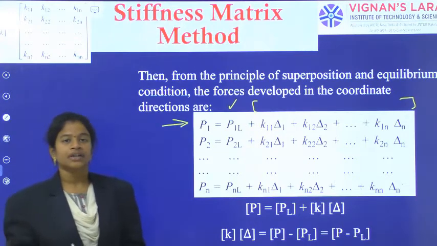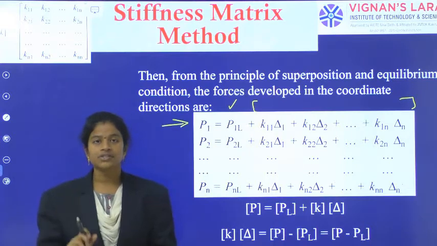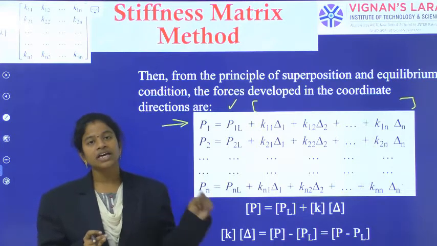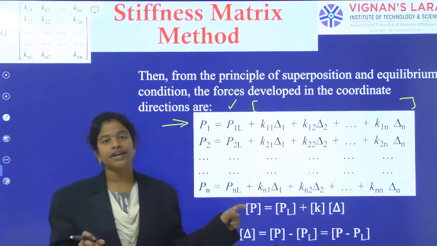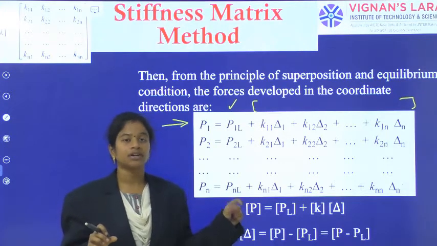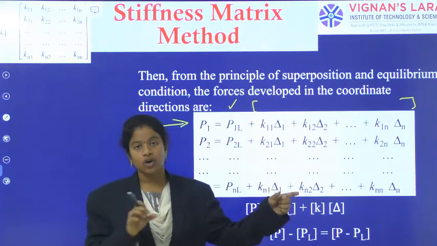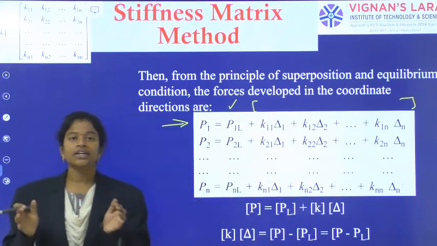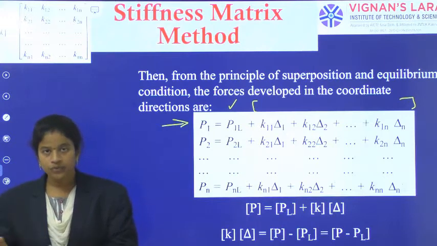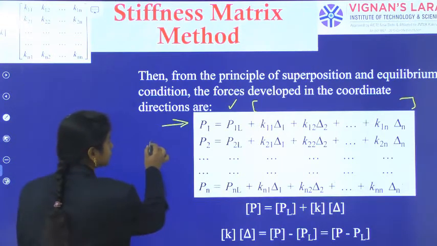Similarly, for 2, due to the external load, what is the force developed at 2? Due to delta 1, what is the force developed at 2? Due to delta 2, what is the force developed at 2? Due to delta 3, what is the force developed at 2? So, summing up, the total force developed at 2 will be calculated, that is P2.